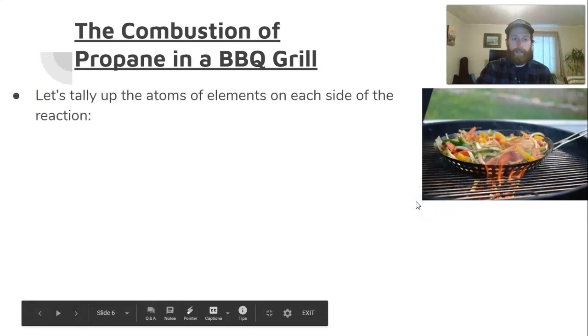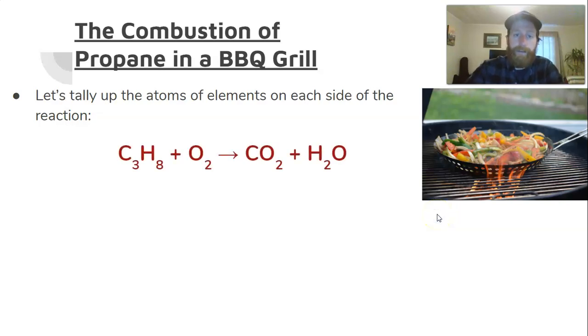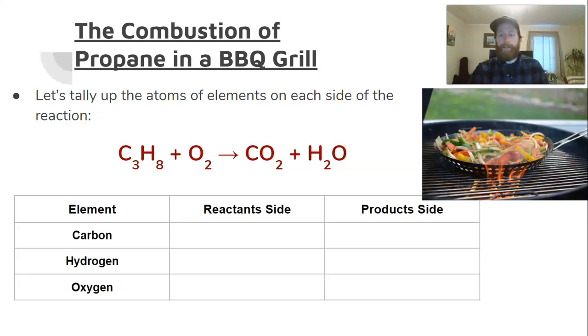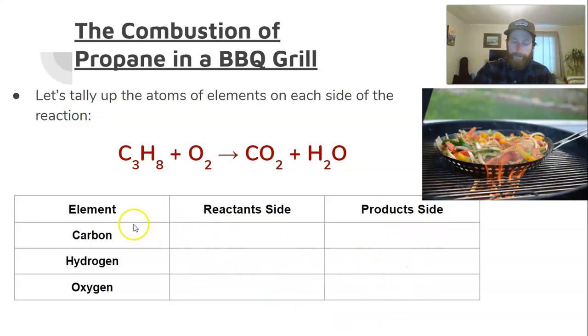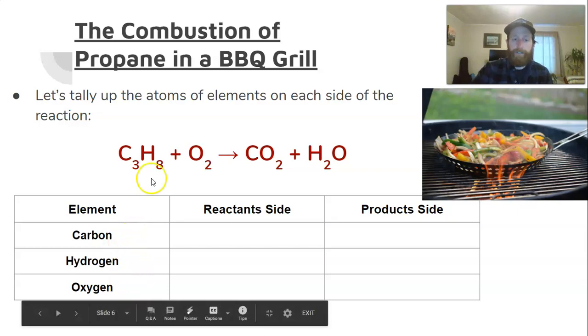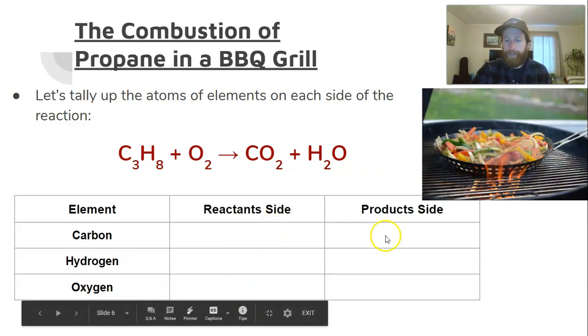Let's see. To answer that question, I would start by tallying up the atoms of elements on each side of the reaction, getting a count of what is going in and a count of what is going out. And I would make a table like this. When you go to balance chemical reactions, your starting point will pretty much always be making a table like this. In this particular reaction, I list the elements carbon, hydrogen, and oxygen because those are my 3 elements present in this reaction. Now I'm going to write down the total number of atoms of each element on each side of the arrow, on each side of the yield sign.